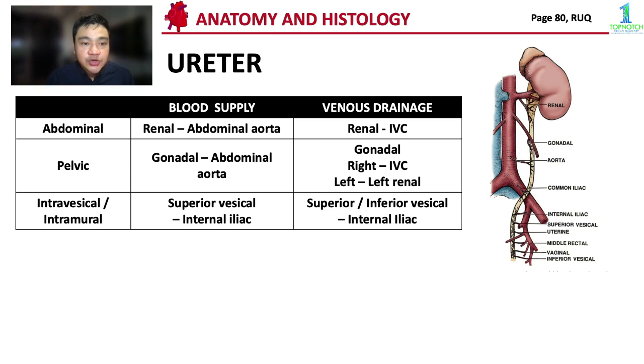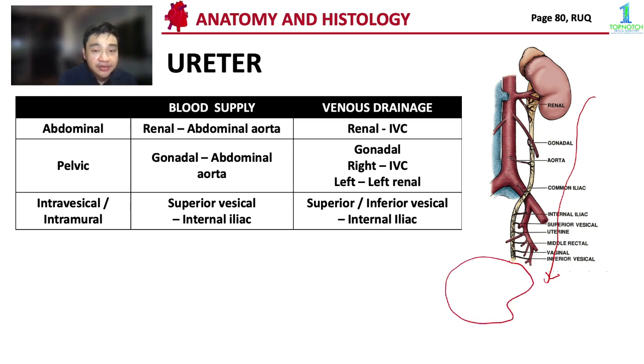Continuing our discussion, we will now be talking about the ureter. Paired tubular organs na ang main function niya is to conduct the urine from the kidneys all the way down to the urinary bladder. So the ureters can be divided into three portions: your abdominal, your pelvic, your intravesical or intramural portion. Or sometimes you call them the proximal, the middle, and the distal ureter.